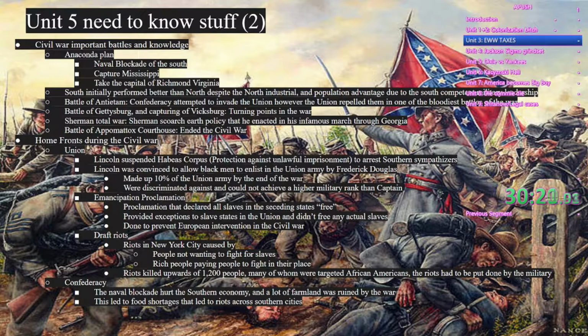The home fronts during the Civil War, Union. Now, for the Union side, Lincoln suspended habeas corpus to arrest Southern sympathizers. This decision was pretty controversial among Northern newspapers.